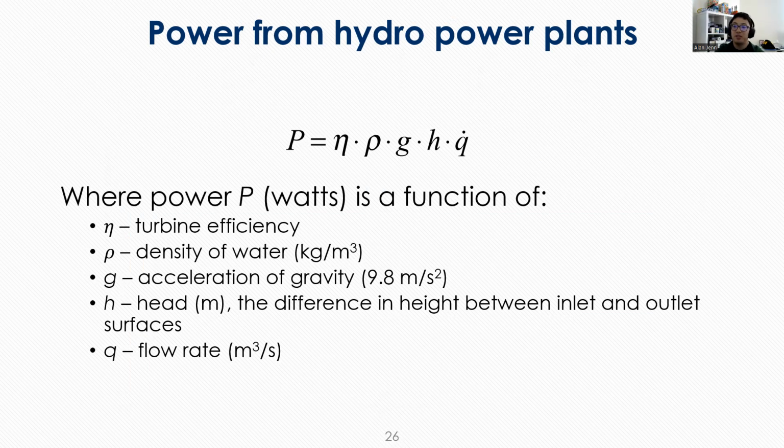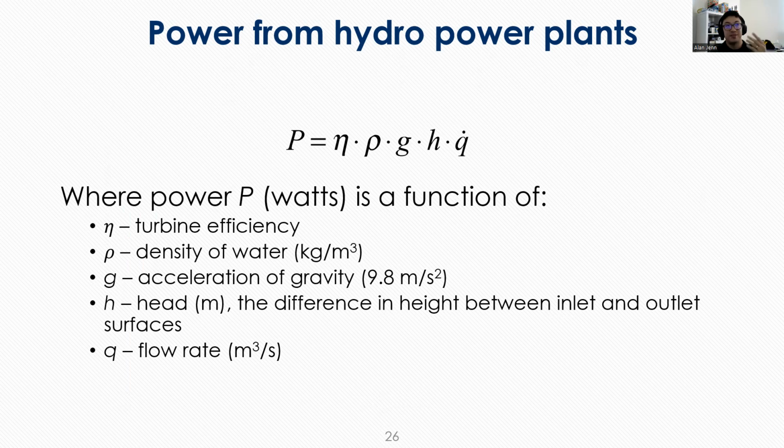The power that you generate from hydropower plants can be calculated using this equation. Power is equal to the turbine efficiency times the density of water times your gravitational constant times what's called the head, also height. It's basically the difference in height between your inlet and outlet, and Q, the flow rate.